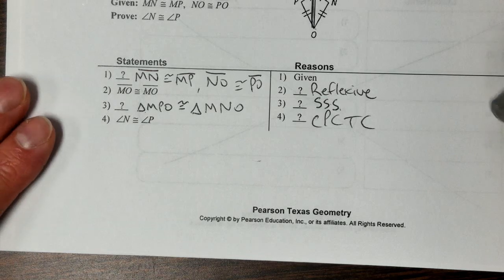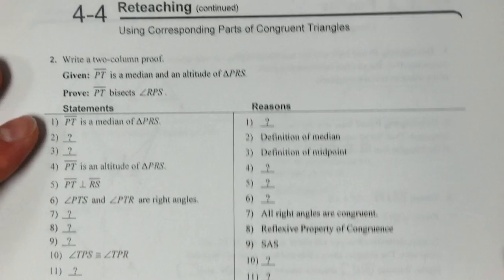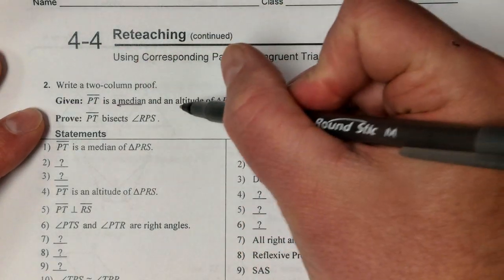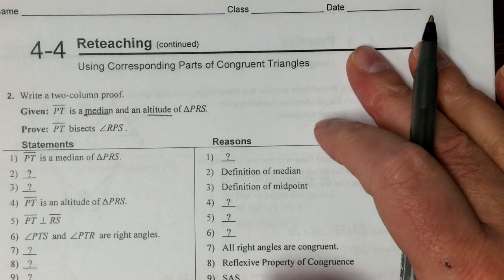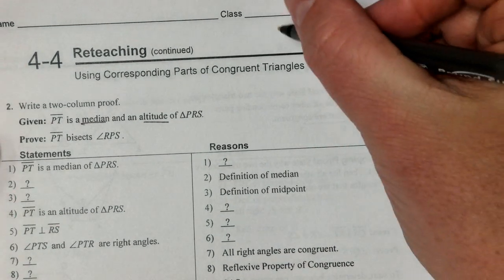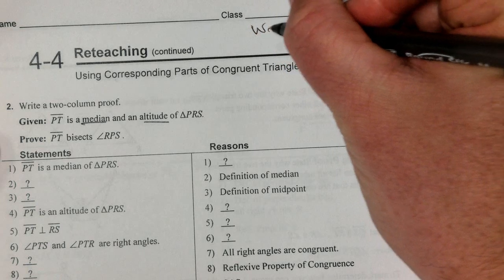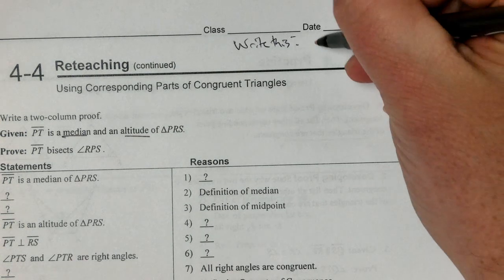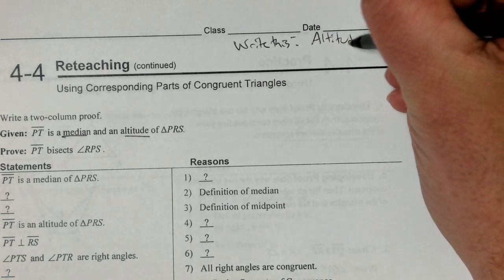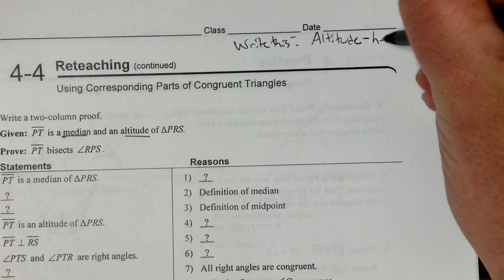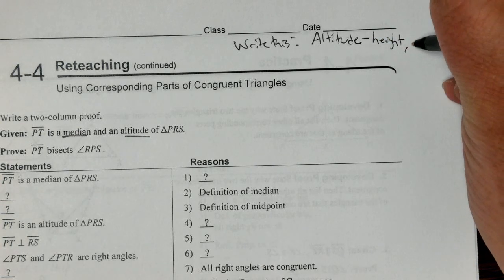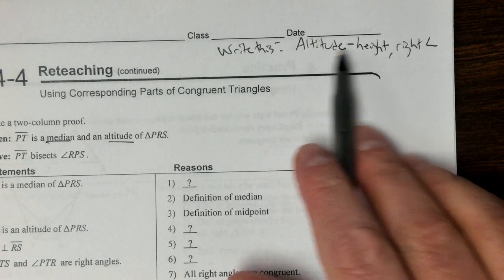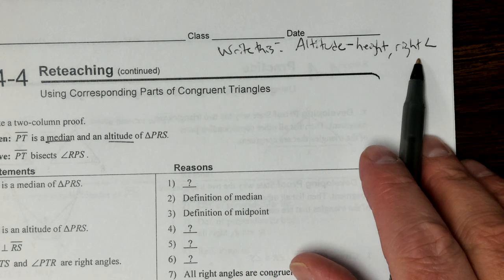Okay. This next one is going to talk about certain things that I need to teach you real quick, like a median and an altitude. So I'm going to do that up here. You need to write this. So altitude means it's going to be a height and a right angle.